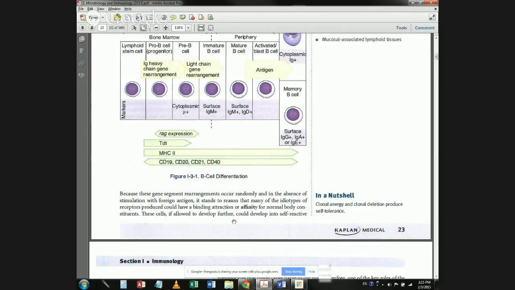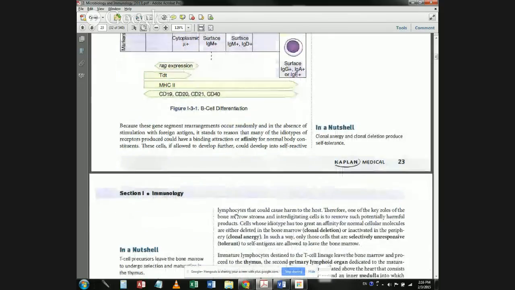Because you're growing inside the body. When you're doing all these gene rearrangements in the DNA, in the bone marrow, and they're happening randomly, and there's nothing stimulating the cell to make these rearrangements, they might have a possibility of attaching to self cells, for instance. So we have to somehow stop them from surviving, because we do not want our body attacking ourselves.